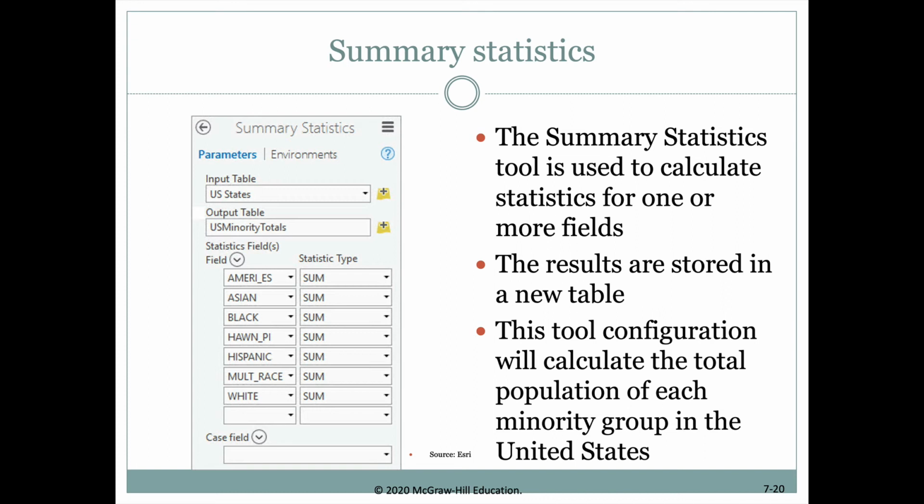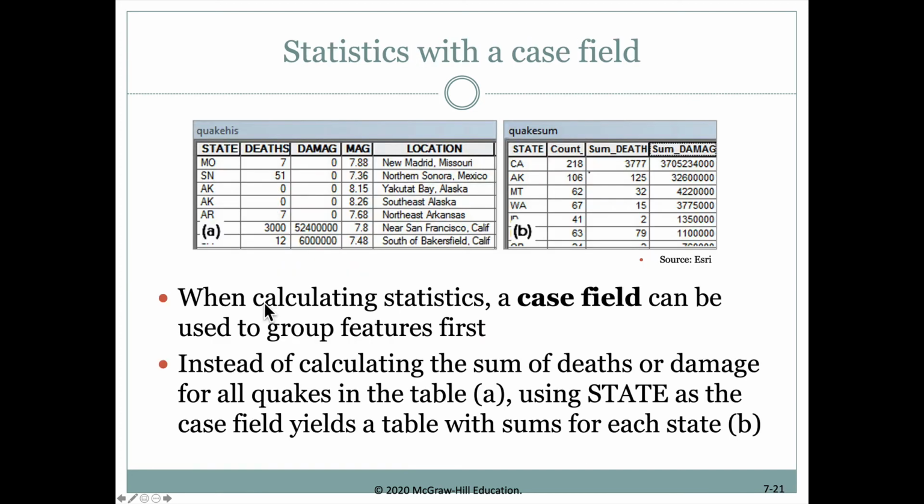Another way that we can do things is with summary statistics. So if we have a whole attribute table and we want to summarize something like the sum of all of the different minority groups within the United States, then we can run the summary statistic, and it's going to add up all of those different things for all of these different minority groups. Similarly, we can choose a case field if we have multiple entries for the same place.